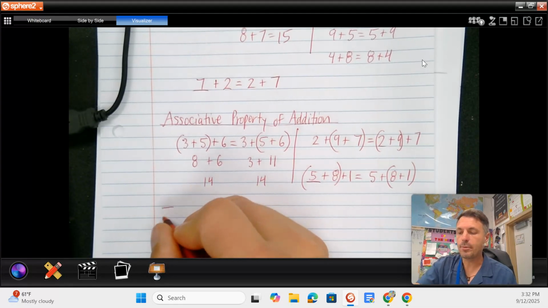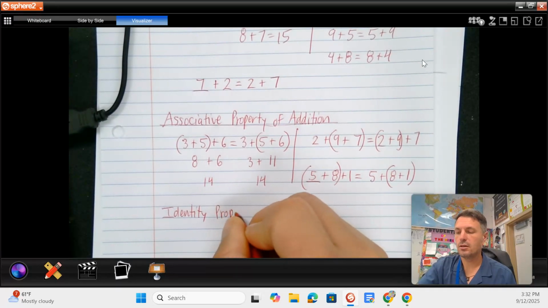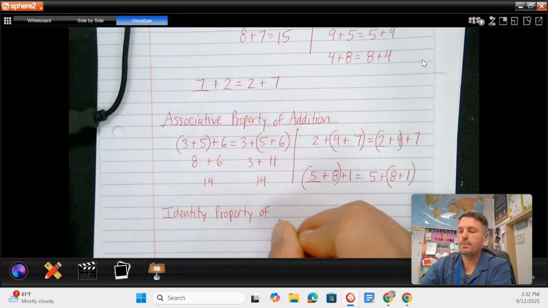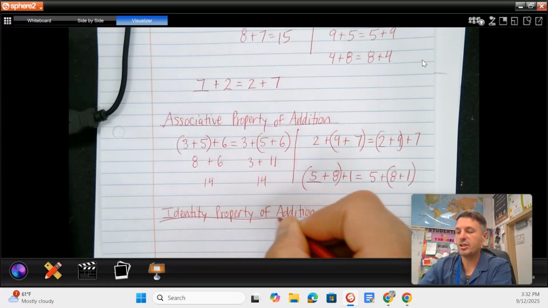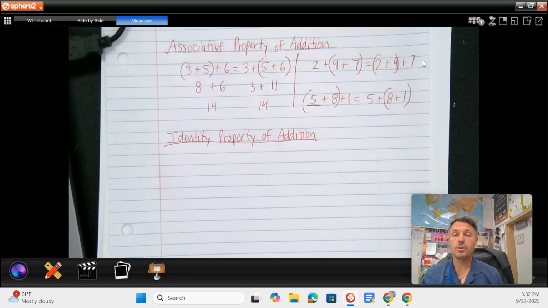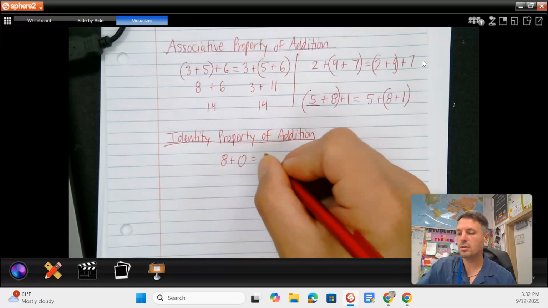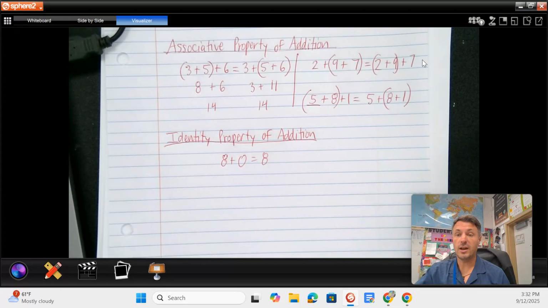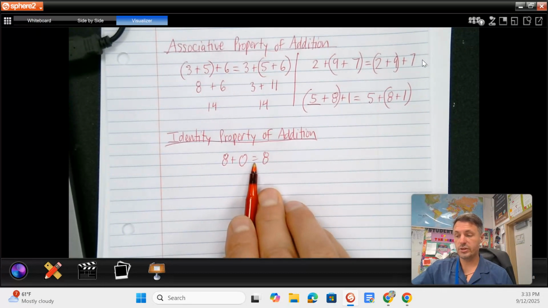Okay, the last property is called the identity property of addition. And the identity property of addition is really simple. It's just the sum of any number and 0 equals the number. Basically, that's just another way of saying anything plus 0 equals itself. So like 8 plus 0 equals 8. That one's pretty simple. Anything plus 0 equals itself.